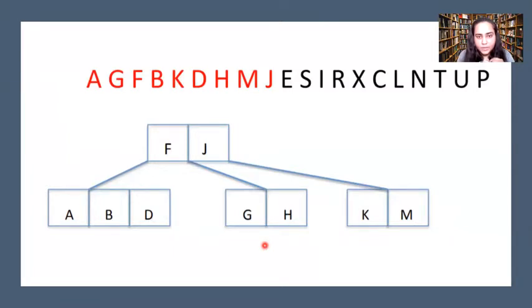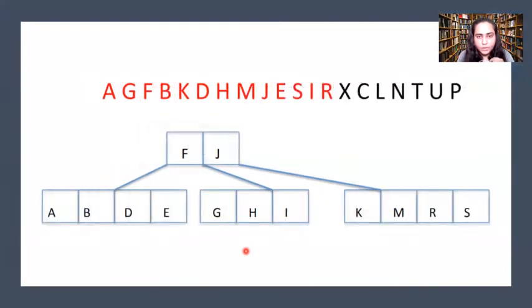Now my next step is to insert E and S, and I'll insert as many elements as I can without coming into a problem where the node gets full. So I've inserted E, S, I, and R. So E obviously gets inserted here. S got inserted here. I got inserted here because I falls between F and J, so we inserted it here. R falls after J, so R got inserted here.